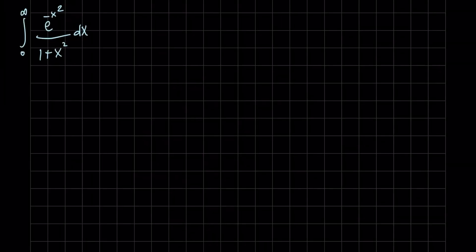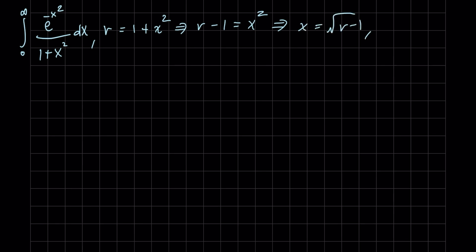Today we'll be doing the integral from 0 to infinity of e to the negative x squared power divided by 1 plus x squared dx. To start off, we will make a substitution. We're going to let r equal 1 plus x squared, but that means that r minus 1 equals x squared. Solving for x, we have x is the square root of r minus 1, and differentiating, we have dx is 1 over 2 times the square root of r minus 1 dr.